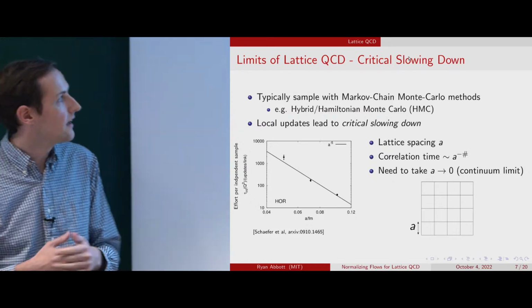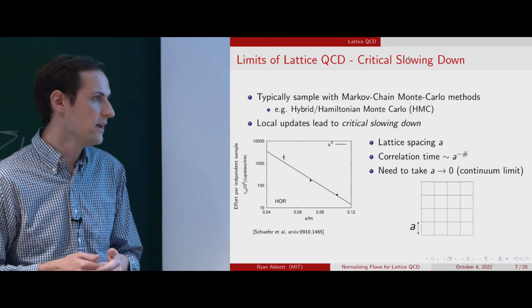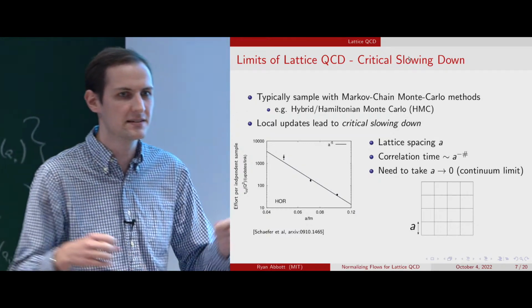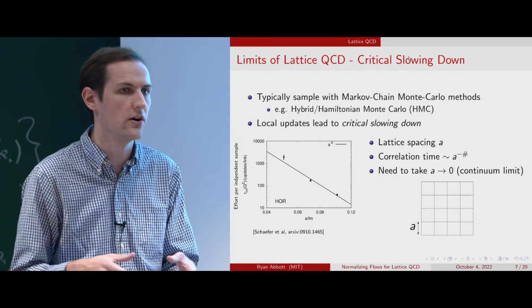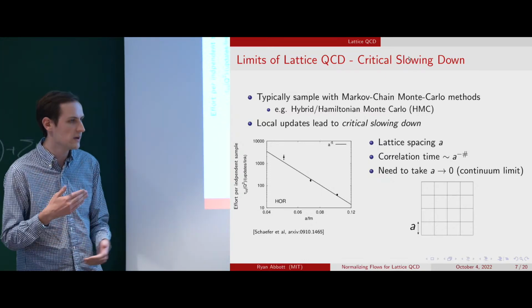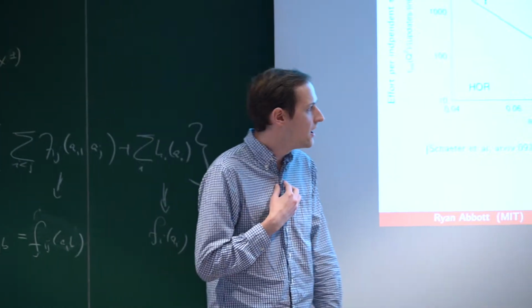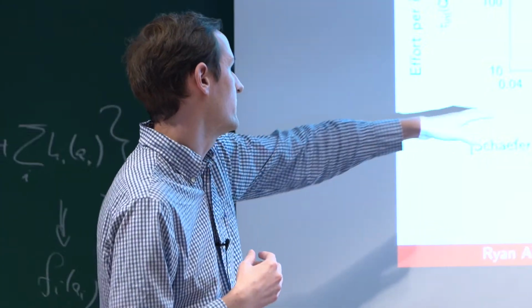But as I was saying, the rate of decorrelation is proportional to a. So we're taking a to 0, but this makes our sampling problem harder and harder. Things keep on slowing down as we take this limit that we really need to take to be able to extract the physics we want to extract. And this gives you plots like the one you can see here.